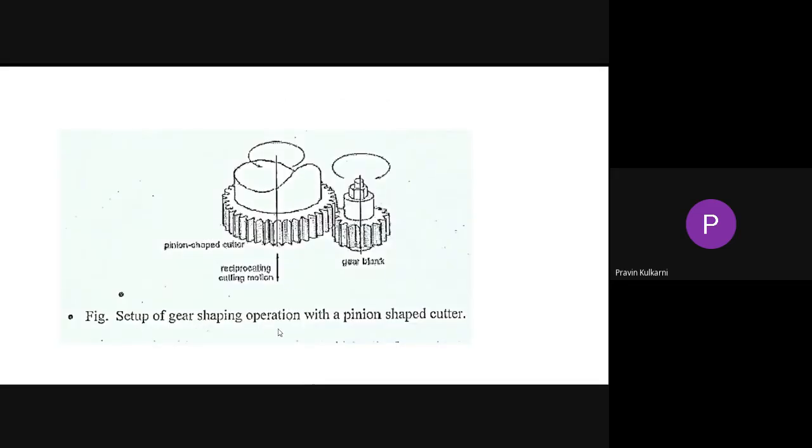Now, gear shaping operation with a pinion shaped cutter. This also you have to search on YouTube and you have to see. Okay. So please do this at the end of the lecture in the evening when you have time.